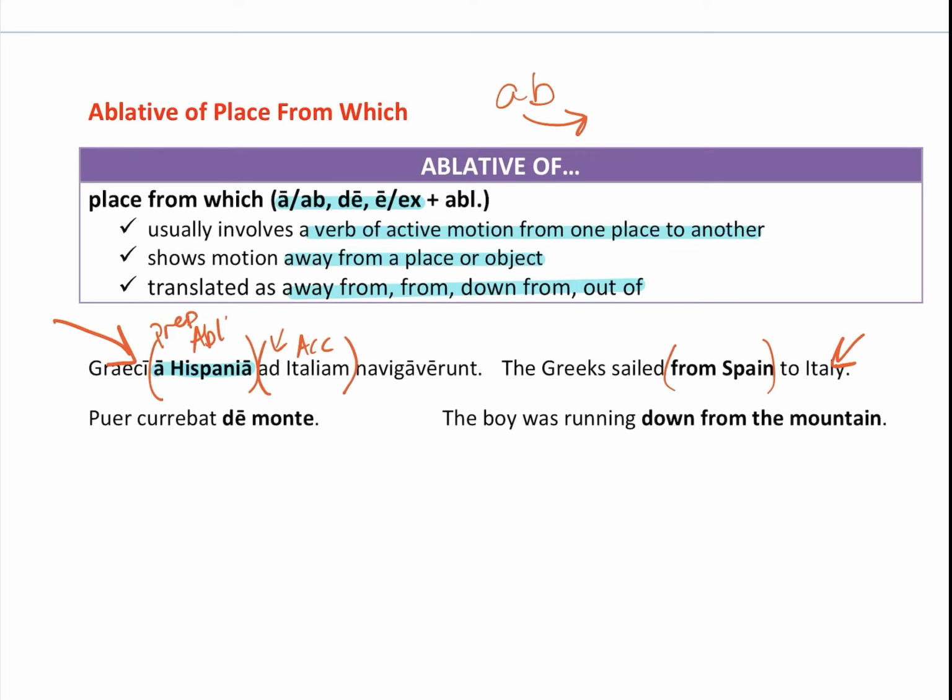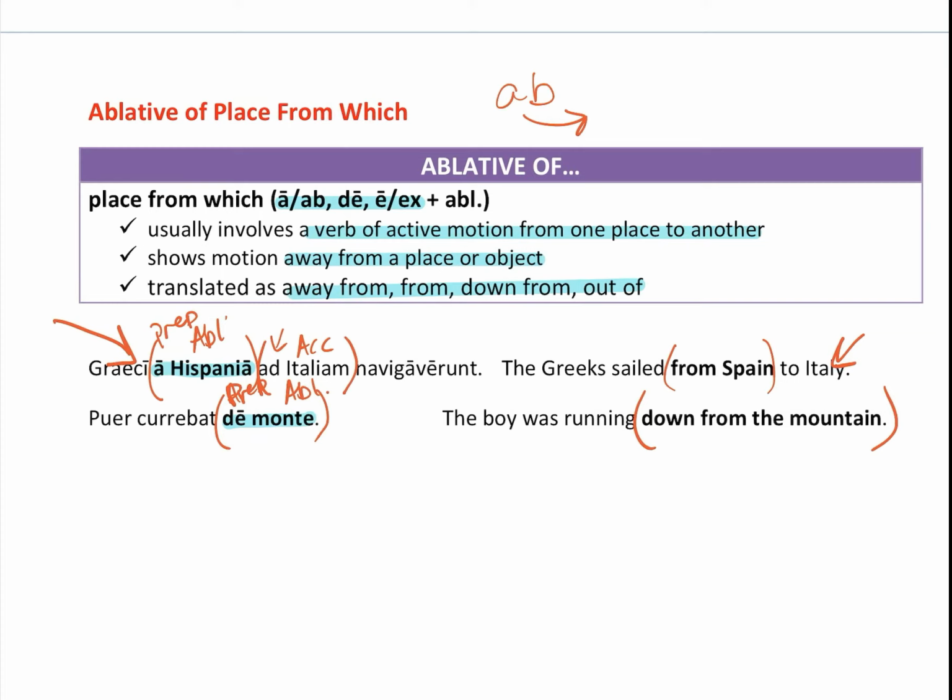So I won't ask you probably past the midterm what kind of ablative it is, but you need to know now what kind of ablative it is, and once you've learned these, you'll just know it. You can go back and look at your charts and go, oh yeah, that one takes a preposition, that one doesn't take a preposition. Okay, last one. Puer currebat de monte, right? Again, the prepositional phrase starts with the de, followed by the ablative.